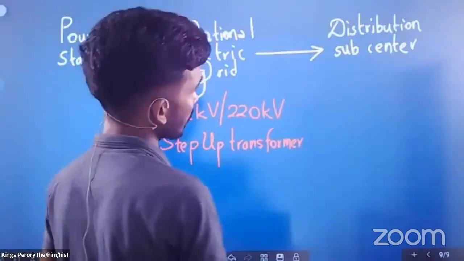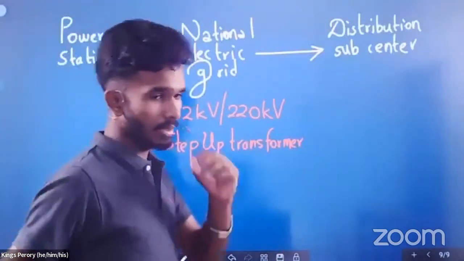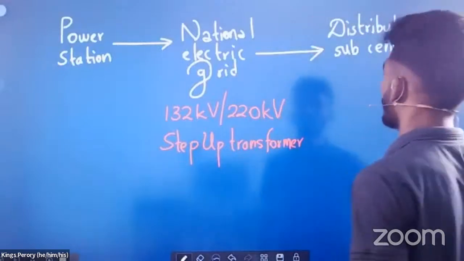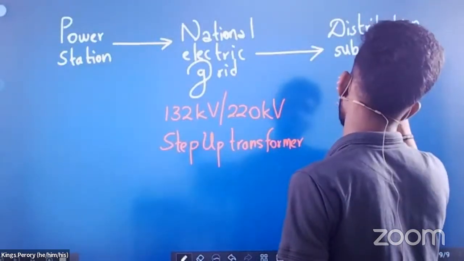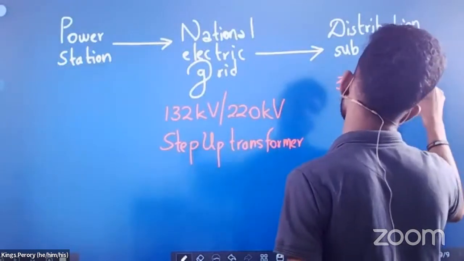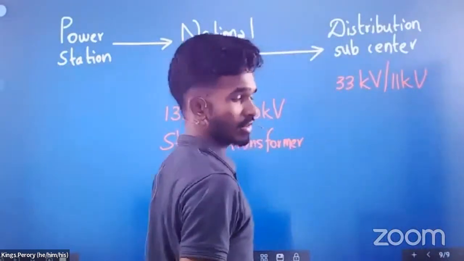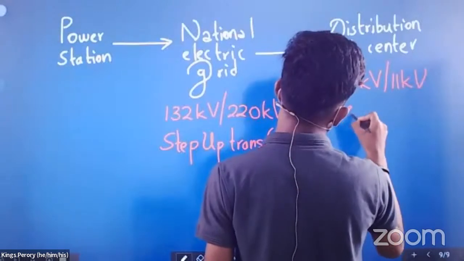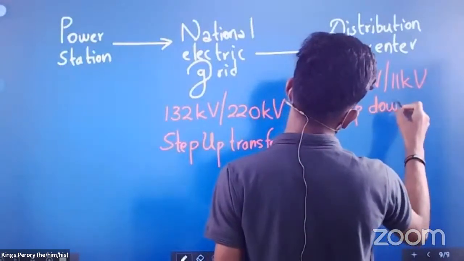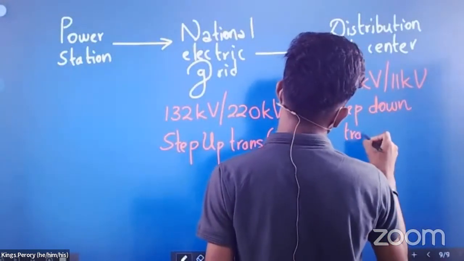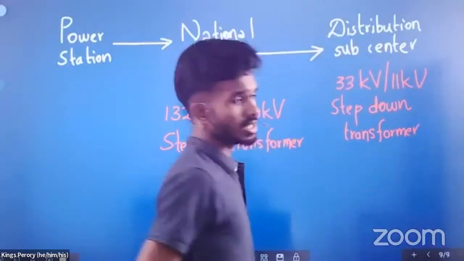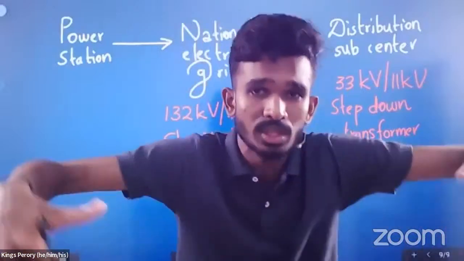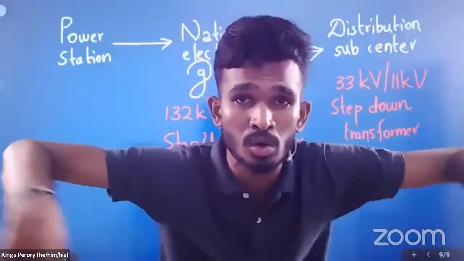What will a distribution subcenter do? They will receive the electricity. First, they will lower the voltage, usually to 33 kilovolt or 11 kilovolt. Using what transformer? A 33 to 11 kilovolt transformer. This distribution subcenter will only distribute the current into your lanes or your roads.